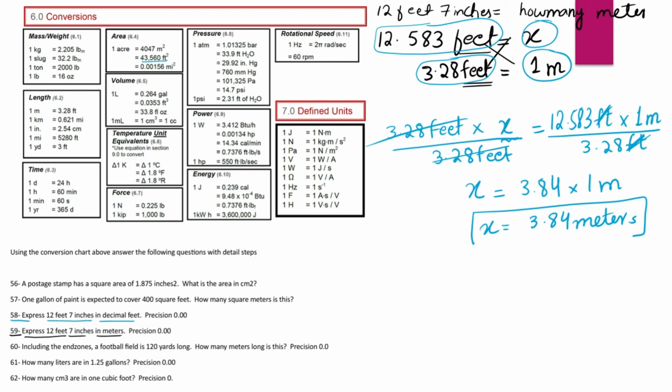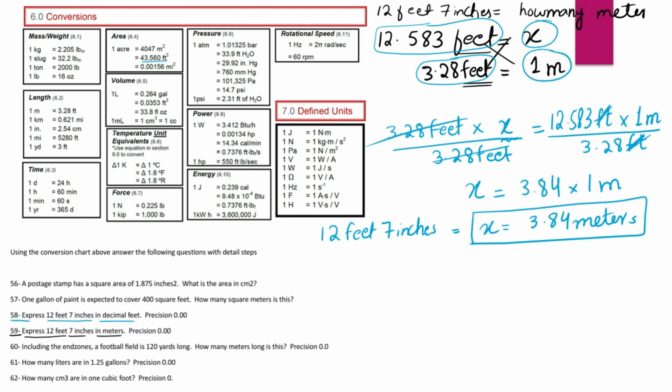So this value 3.84 meters is basically equal to 12.583 feet, or you can say it is equal to 12 feet and 7 inches, right? Simple. So 12 feet 7 inches is basically equal to 3.84 meters. Okay, is it clear up till now? So we can go to question number 60 now.